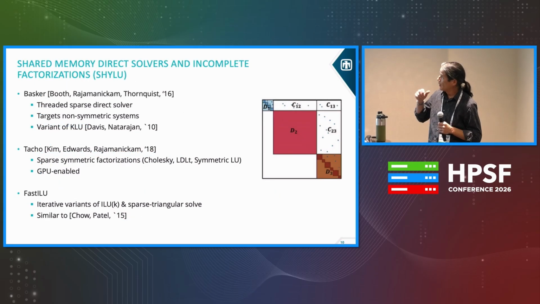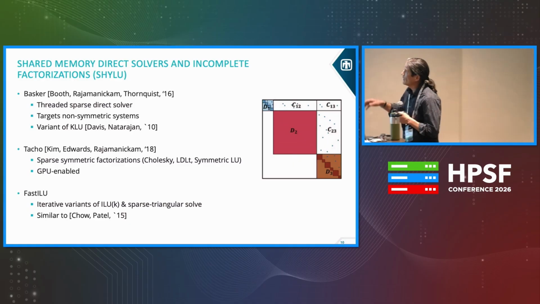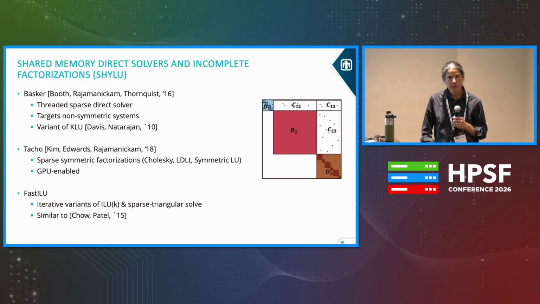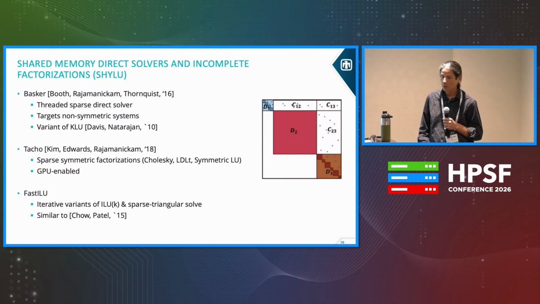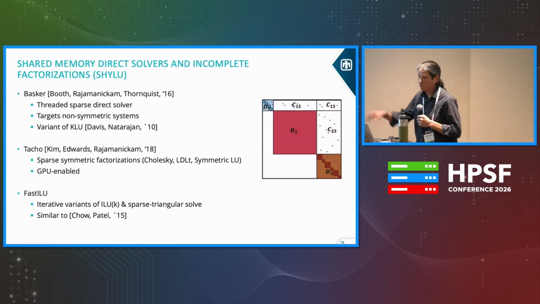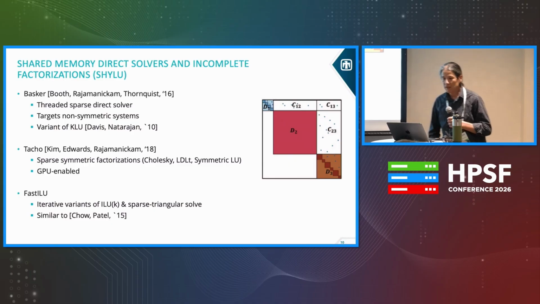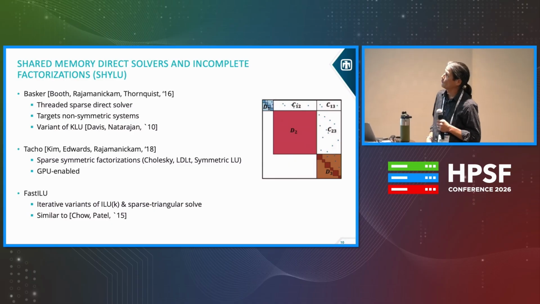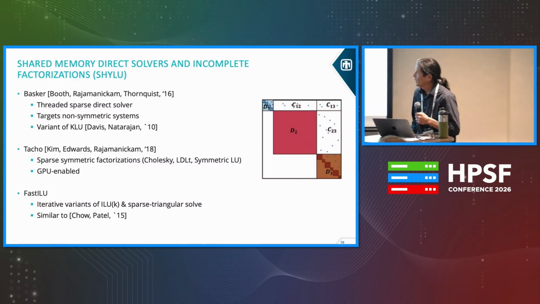Okay, so another linear solver package inside of Trilinos is a shared memory direct solver and incomplete factorization package. It's called ShyLU, and there are basically three main pieces. The first piece is something called Basker, and it's a threaded sparse direct solver, and it specifically targets non-symmetric systems.